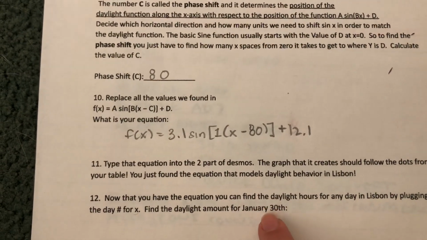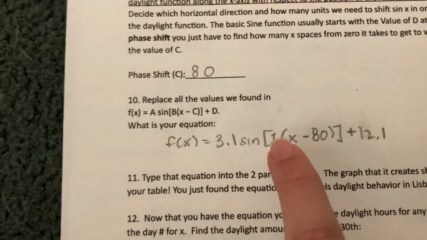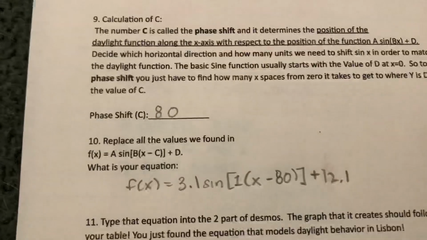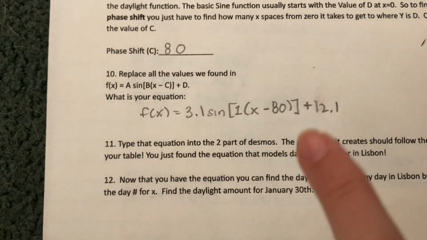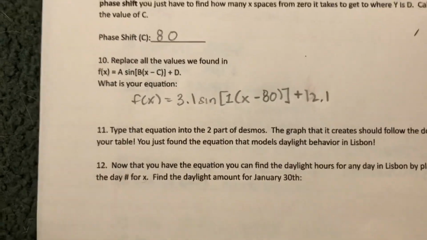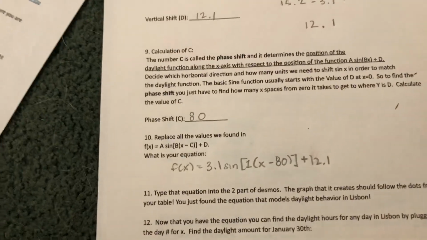So January 30th would be 30 days. Remember, X was the number of days away from the beginning of the year. So you just put 30 into here, type it in the calculator, make sure you're in degrees, and it'll tell you how much sunlight happened on January 30th. So you're going to do that on your own, and that concludes part 1 of this trig graphs in real life.